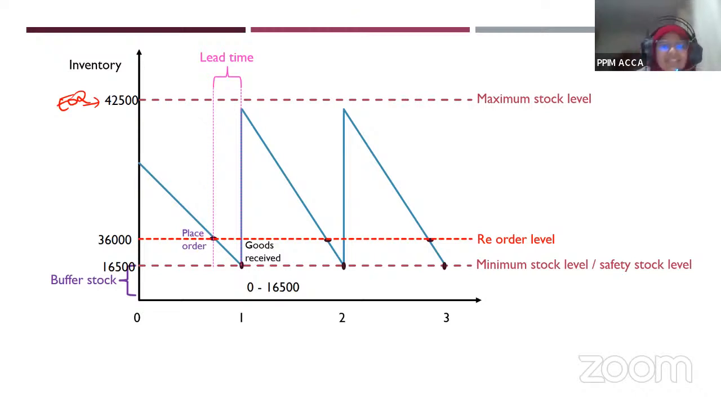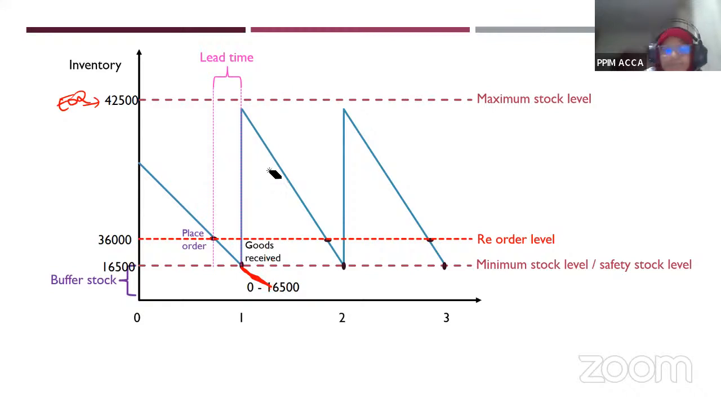So for some reason, let's say now in this country, we had a petrol shortage. In a situation like that, maybe we place the order, but the supplier is delivering after 2 weeks. Then we might have to use our buffer stock before we get any new goods.